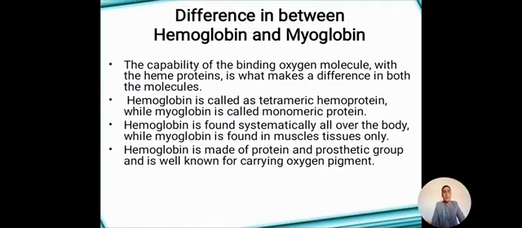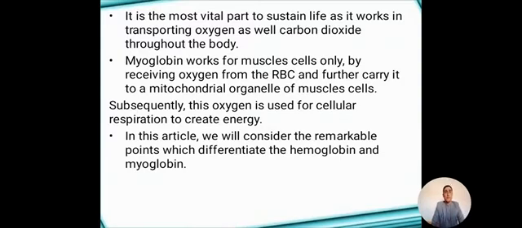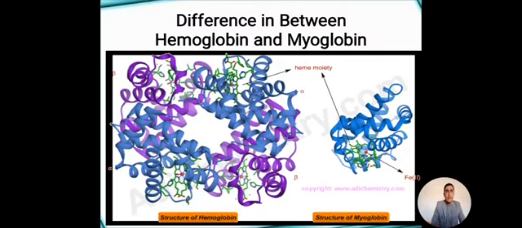Difference between hemoglobin and myoglobin. Hemoglobin is called tetrameric hemoprotein, while myoglobin is called monomeric protein. Hemoglobin is found systematically all over the body, while myoglobin is found in muscle tissues only. Hemoglobin is made of protein and heme group and is well known for carrying oxygen pigment. And myoglobin works for muscle cells only by receiving oxygen from the RBC and further carrying it to the mitochondrial organelle of muscle cells. You can see here the difference between hemoglobin and myoglobin in this figure.